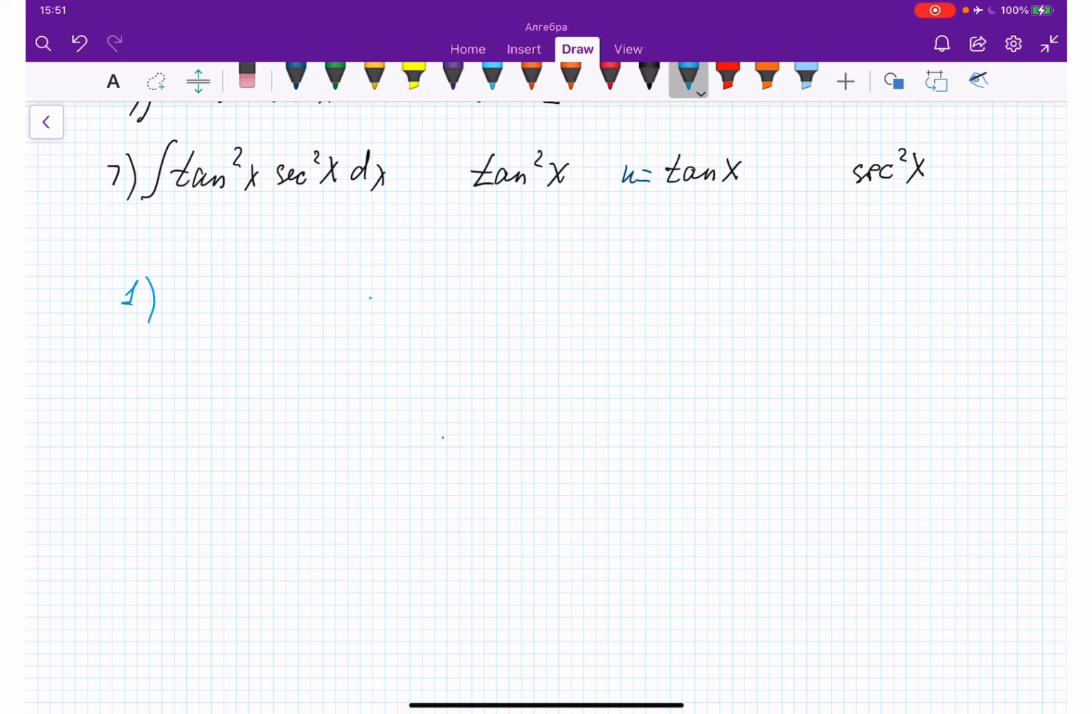Number 1, we have the integral from 0 to pi over 6 of cosine to the power negative 3 of 2 theta, sine of 2 theta, d theta. And so what do we have? Our u is going to be cosine 2 theta, right? This is the g of x, correct? And cosine to the power negative 3 is going to be f of g, right?